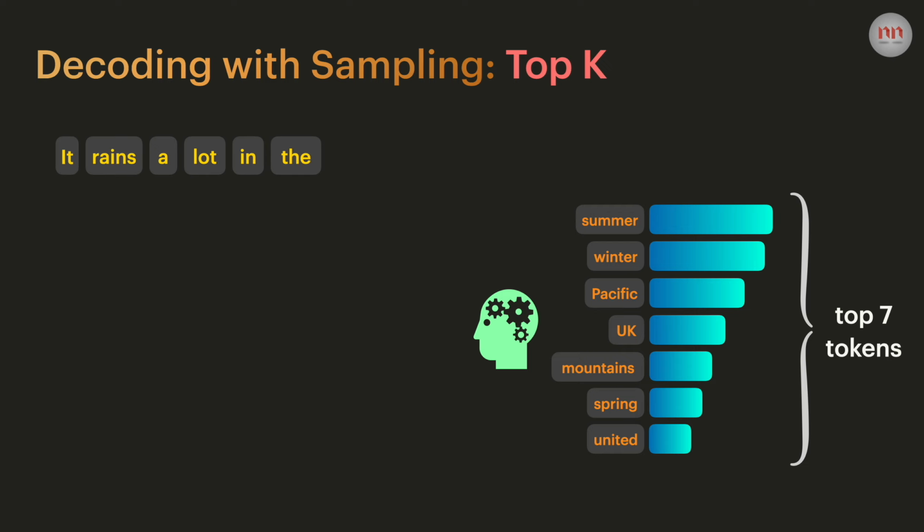Now, of course, if you make k too big, it will start including irrelevant tokens, but at least we now have a way to remove them.